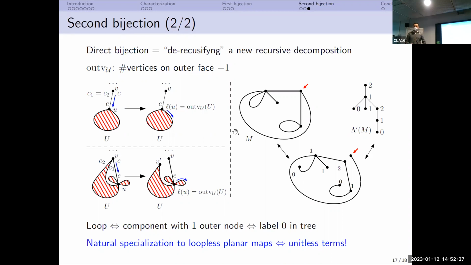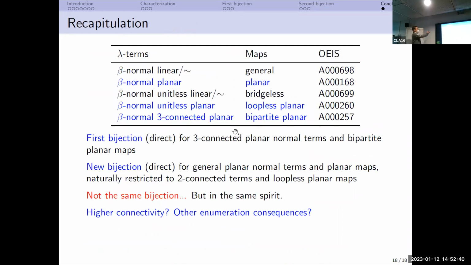Okay, I hope that you are more or less convinced. And here is a recapitulation of the results I talked about. We have two bijections. The first one is new because it connects three-connected terms to bipartite planar maps. The second is a new bijection for an old result, but it's a bit easier to manipulate. They are not exactly the same bijection, in the sense that if we restrict the one for general terms to three-connected terms, we don't get the first bijection. However, you have already seen that the spirit is more or less the same.